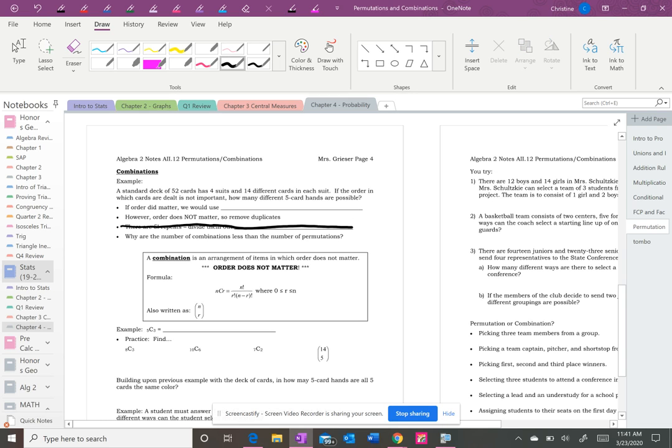Hi everybody! Today we are going to be talking about combinations. Remember last week we talked about permutations. In a permutation, the order did matter. In a combination, the order does not matter.